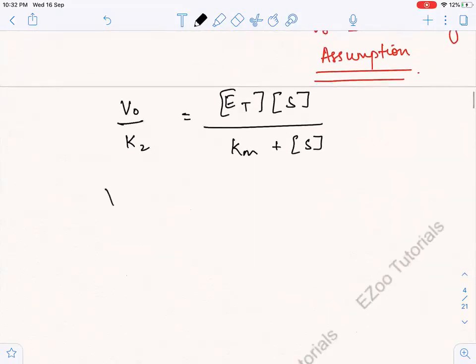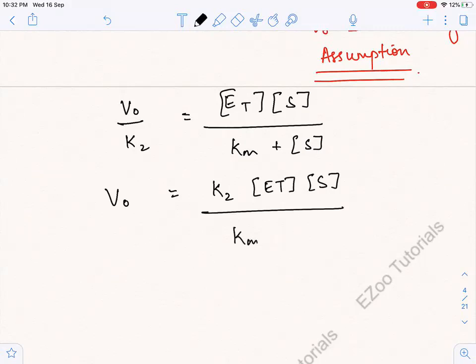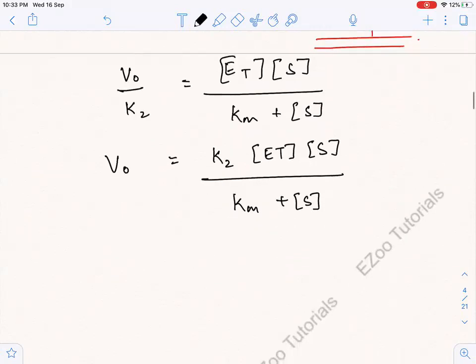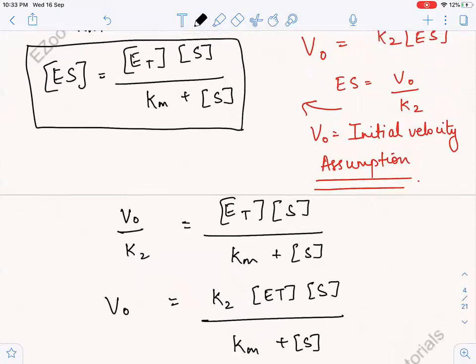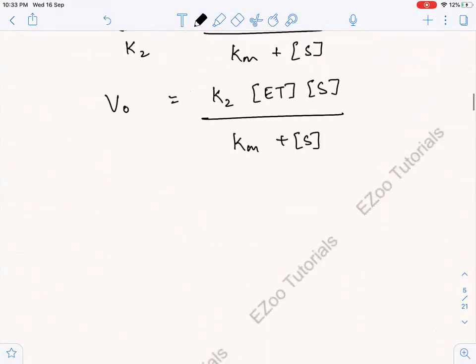Now what can we write this as? V naught is equal to K2 ET S upon Km plus S. Are you with me up to here? No problem, right? Now you always have to remember this assumption: V naught is equal to K2 ES. I'll write it again here: V naught is equal to K2 ES. Okay, this is an assumption.